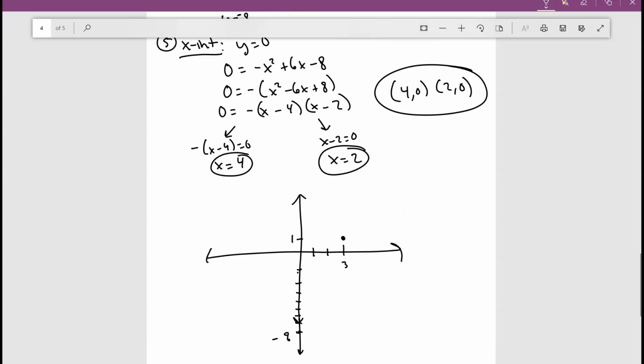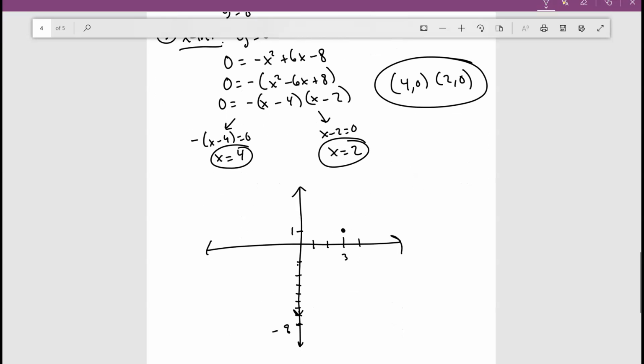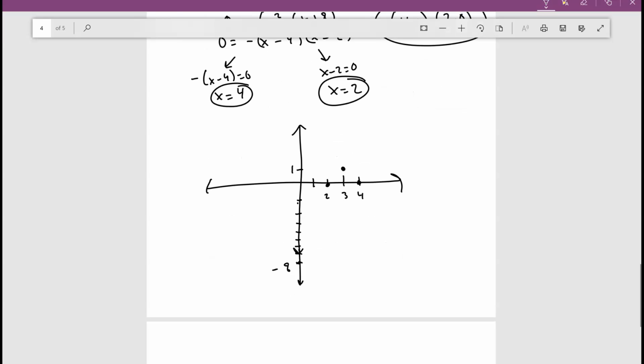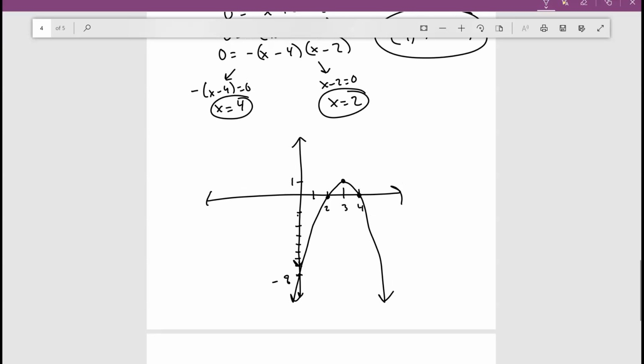Okay. And then what is going to be my x-intercepts? It's going to be 4, 0. So here's 4, 0. And then 2, 0. So this is going to look something like this. So it's opening downward, going down to negative 8, and then to 4. Okay. And that is my answer. So just following these steps, it's really easy to just plot them.